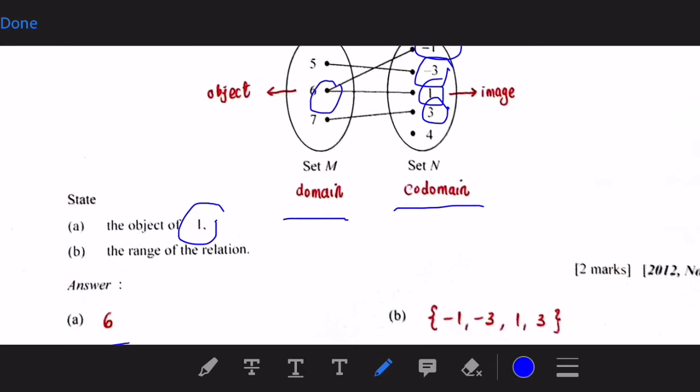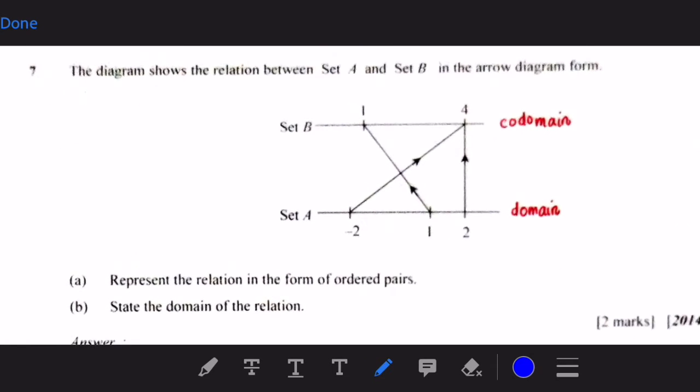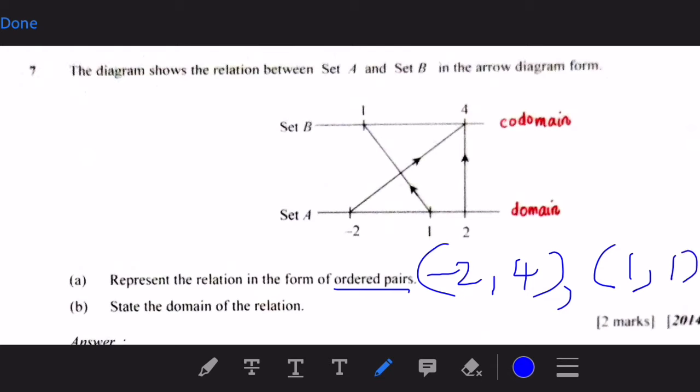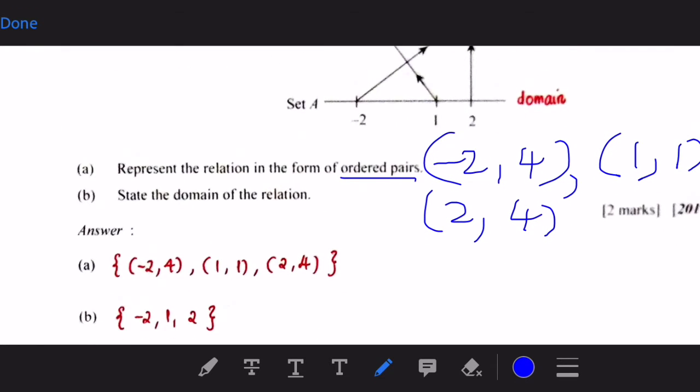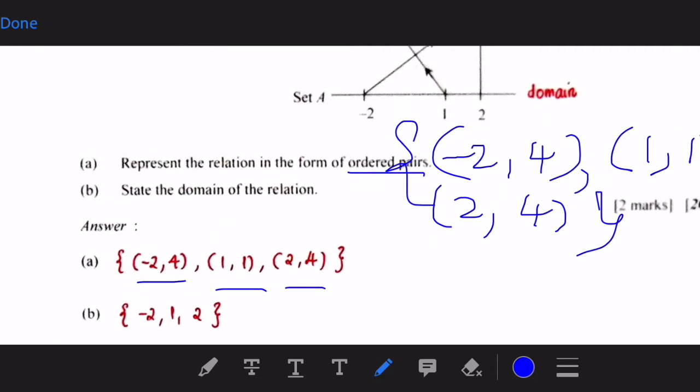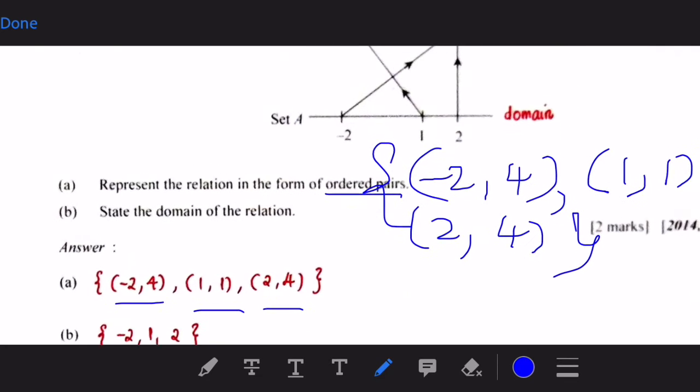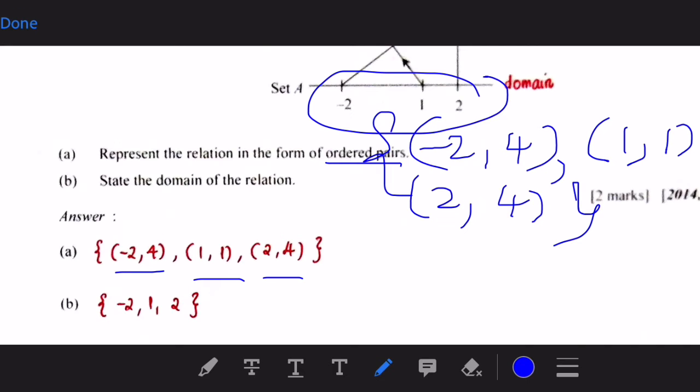elements of the images. Okay, so we have completed the discussion about object and image. Represent the relation in the form of ordered pairs. So for ordered pairs, we have -2 will pair with 4, and then 1 will map to 1, and 2 will map to 4, right? It seems like 2 maps to 4. So the ordered pairs will be written in a set. State the domain of the relation. Domain will be a set consisting of all the objects.